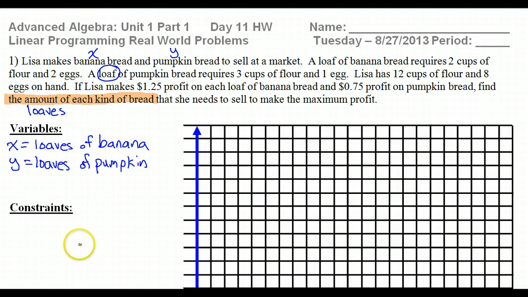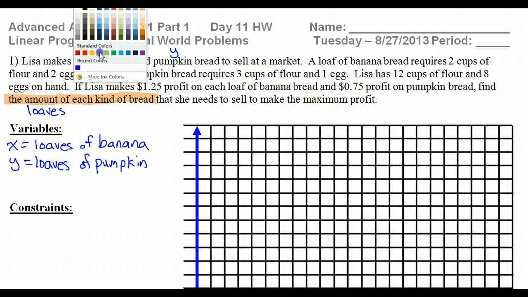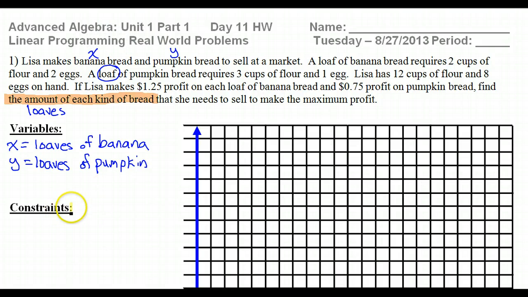In a linear programming problem, once you have the variables defined, the next thing you want to do is look for the constraints. Remember, a constraint is just a limitation. So we're looking for some kind of limitation. They were talking about how many cups of flour and how many eggs each one of them uses. So probably it's going to say something about a limit on the amount of flour and some sort of limit on the number of eggs.